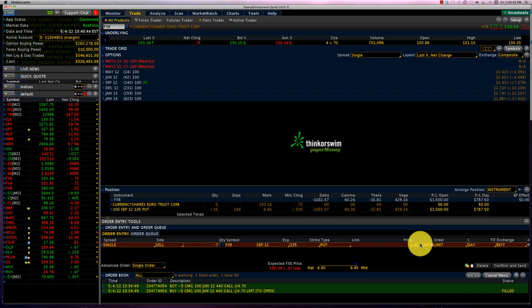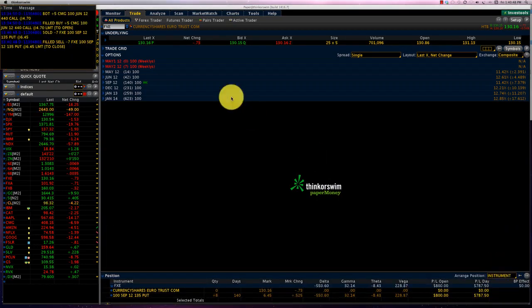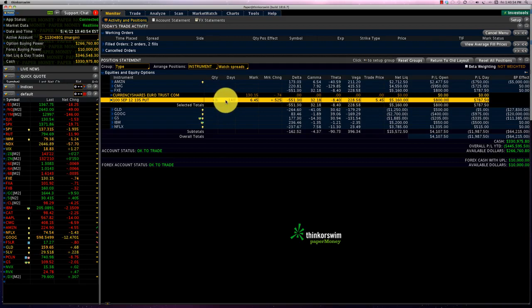Okay, so that got filled. So what we would have done is, now we have only 8 contracts left. So we booked 60% of the profit on this trade, and now we've just let 40% still lie there. Now, if on Monday or Tuesday the euro goes even further, my ideal exit point would have been about 129 or 129.5.